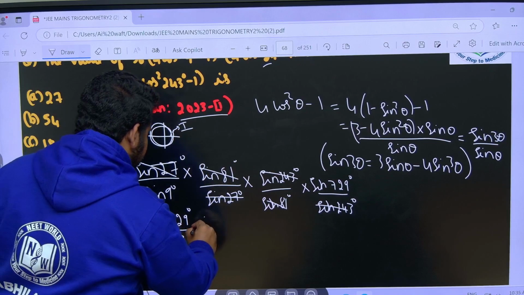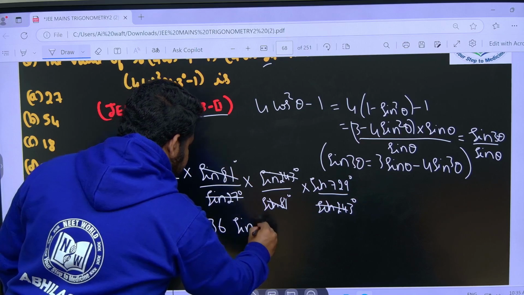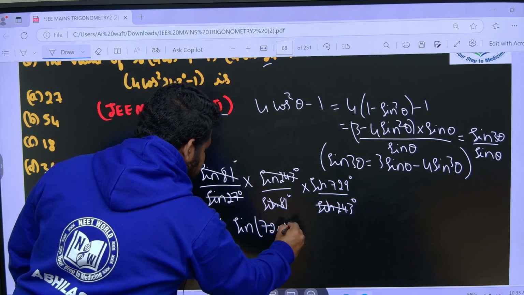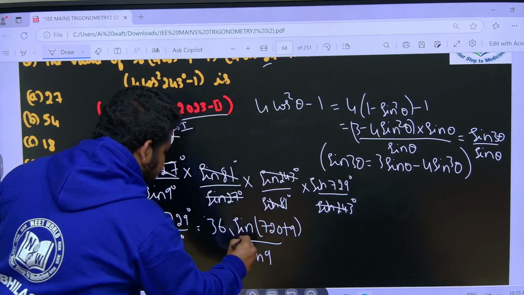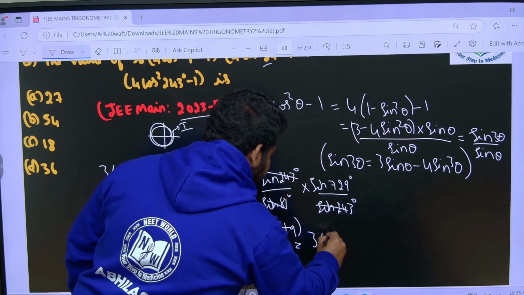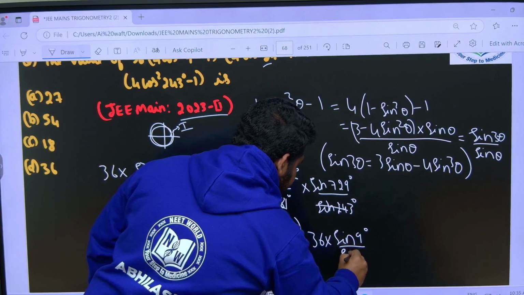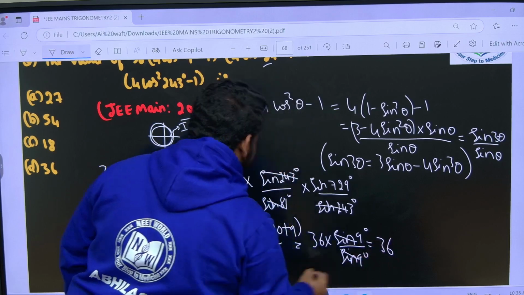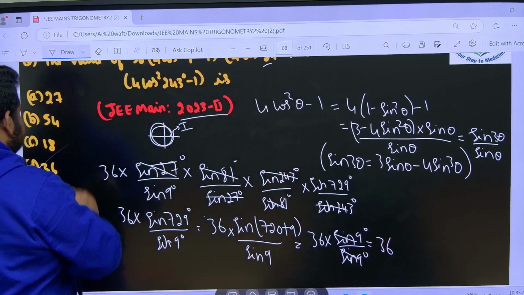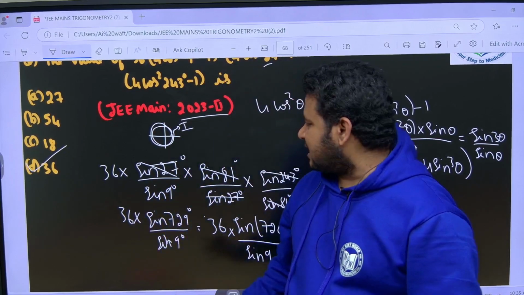So this will be equal to, I am writing it again for your understanding, sine of 720 plus 9 divided by sine 9. This is equal to 36 into sine 9 by sine 9 degree. Got it? Sine 9 cancels. This will be equal to 36. That is our option D. Got it, friends? Simple question, but it is a little calculative.